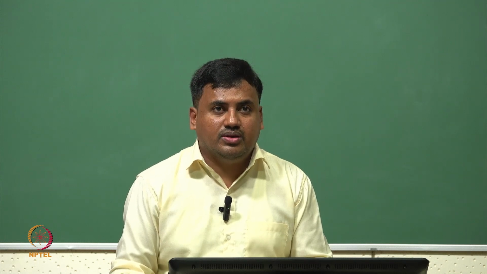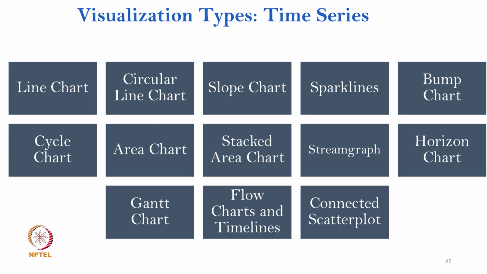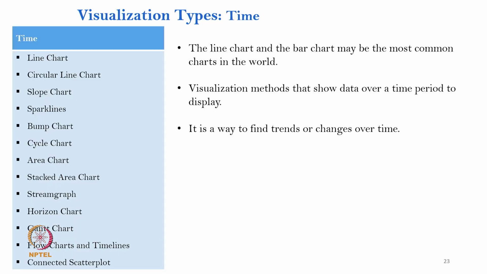When we look at the types of data visualizations under the time series, the first is line charts and circular line charts, slope charts, sparklines, bump charts, cycle charts, area charts, and stacked area charts, stream graph, horizon chart, Gantt chart, and also flow charts and timelines and connected scatter plots. Let us look at how we can use these charts in our research activities.